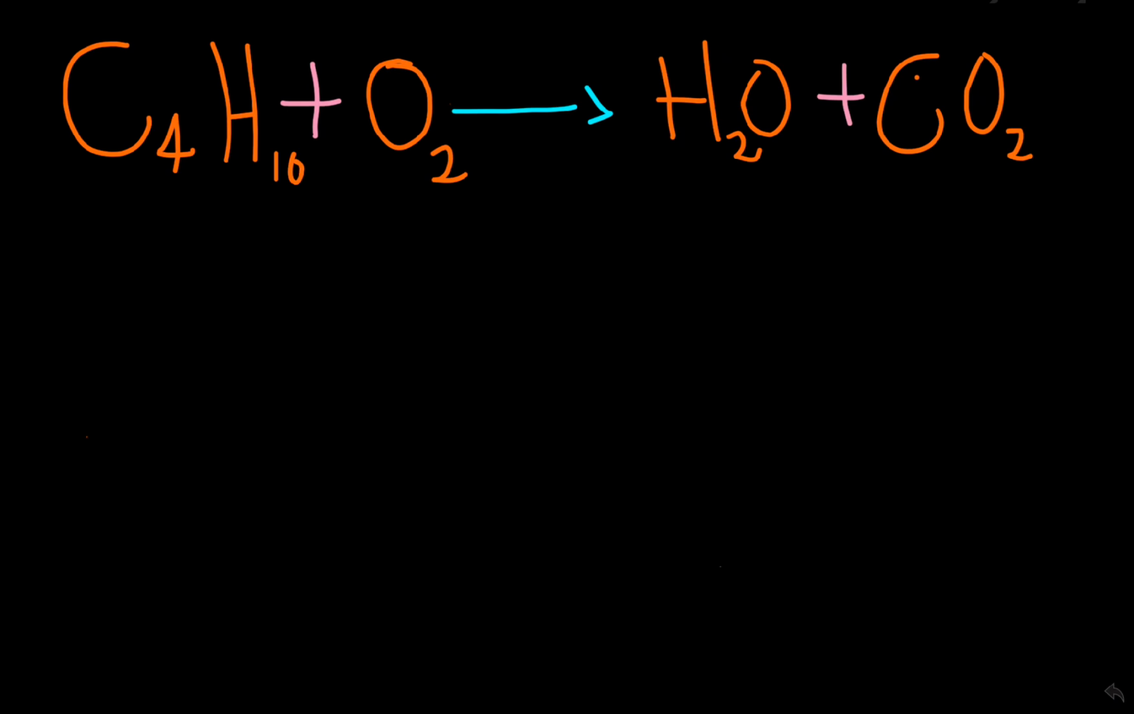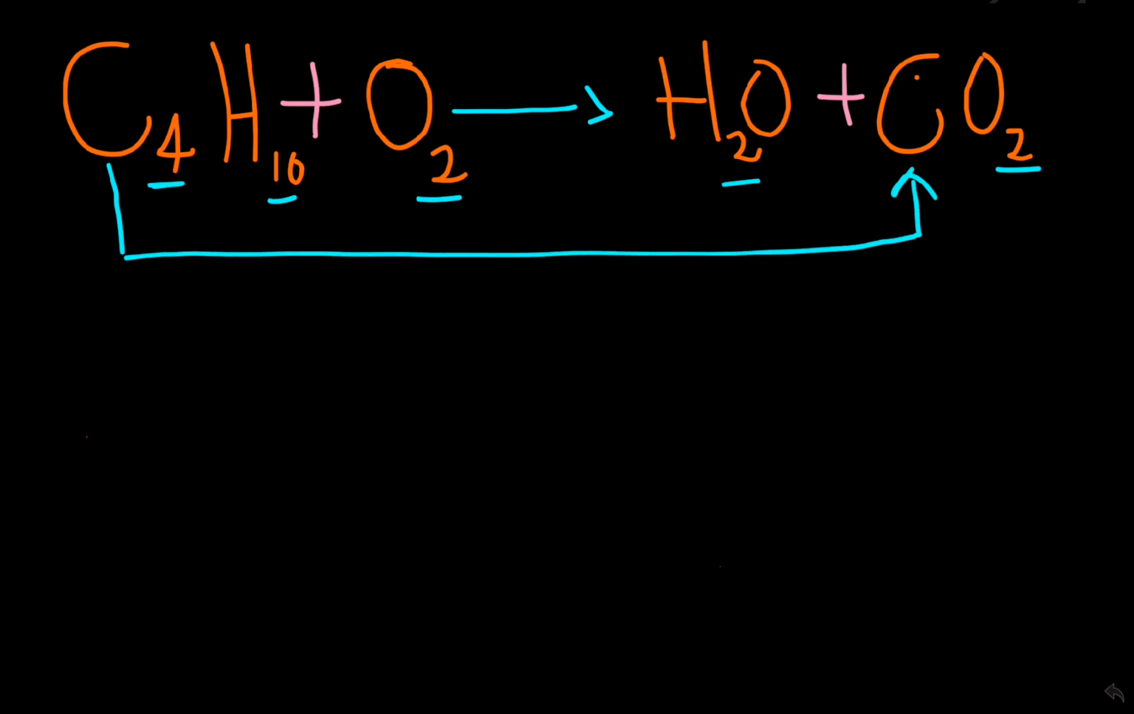Now, always remember, you are not allowed to interfere with the number of atoms. Anything here, these are called the number of atoms. You are not allowed to touch them on any occasion, but you can work on the number of moles. First, we'll start with the carbon. We have 4 atoms of carbon here, and here we have just one. There's an invisible one down here, one atom of carbon.